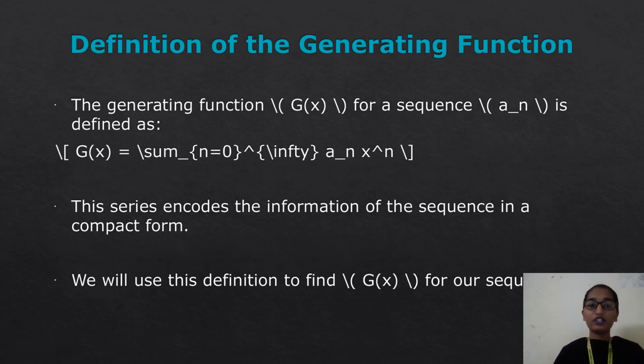Definition of generating function. The generating function g(x) for a sequence a_n is defined as g(x) = sum from n = 0 to infinity of a_n x^n. This series encodes the information of the sequence in a compact form. We will use this definition to find g(x) for our sequence.